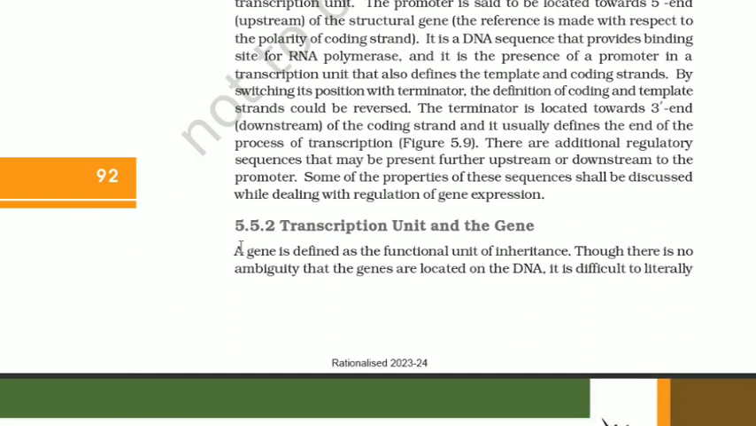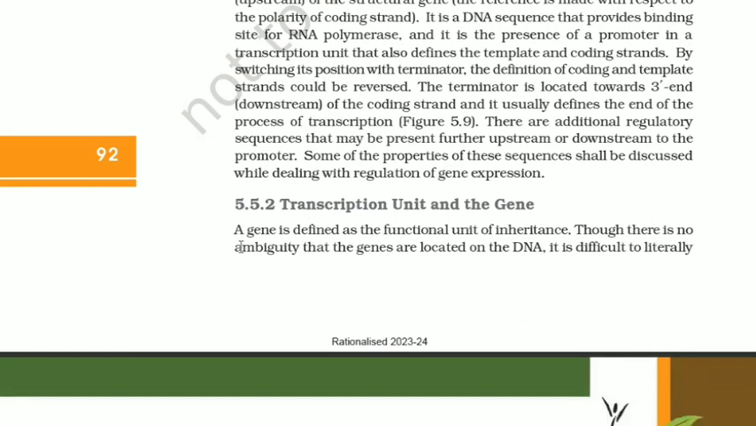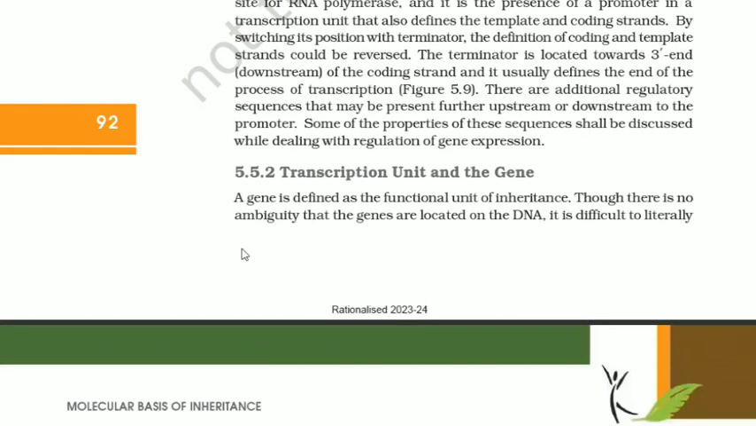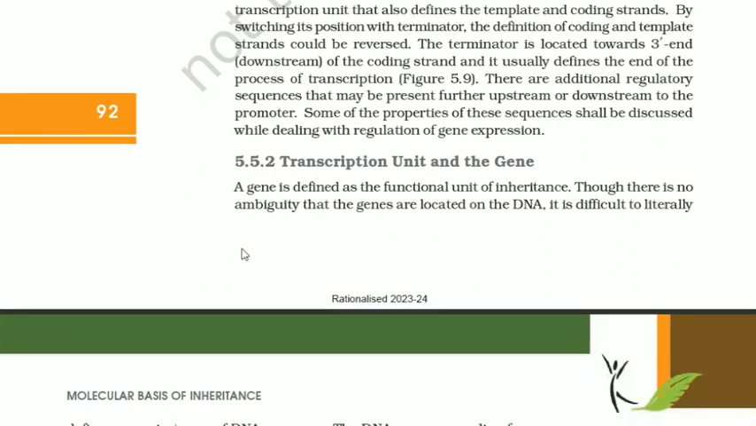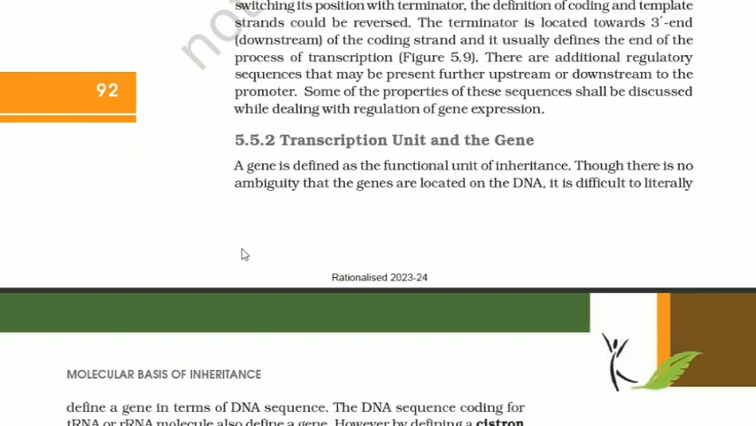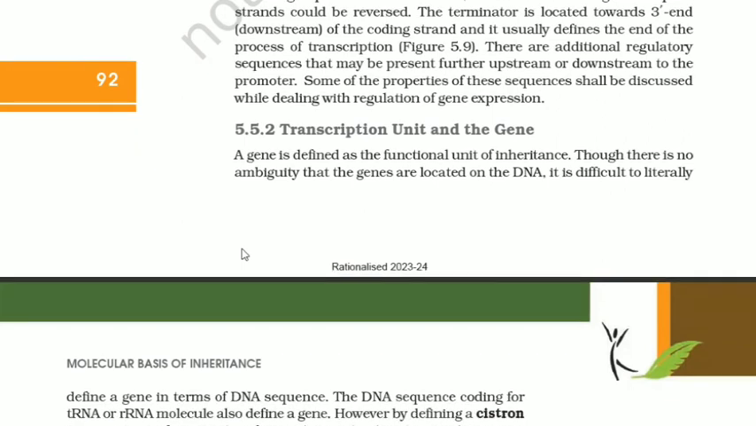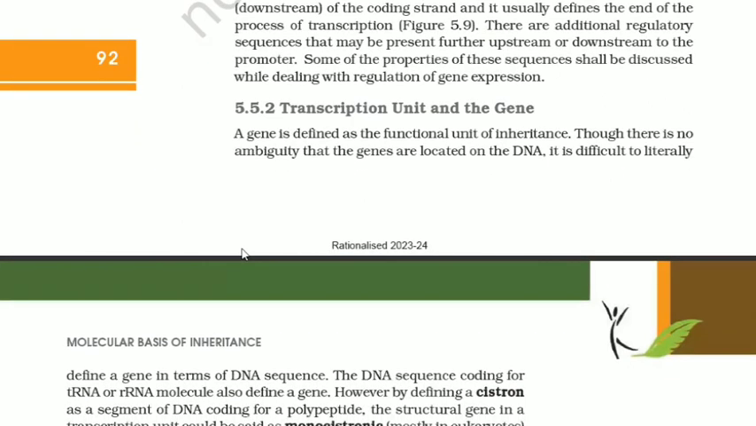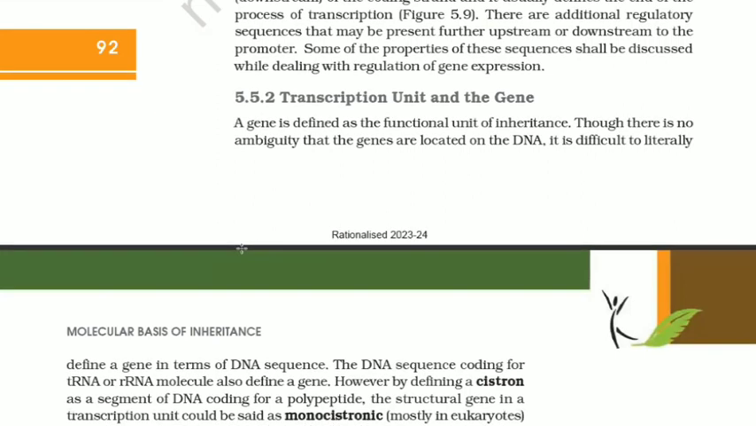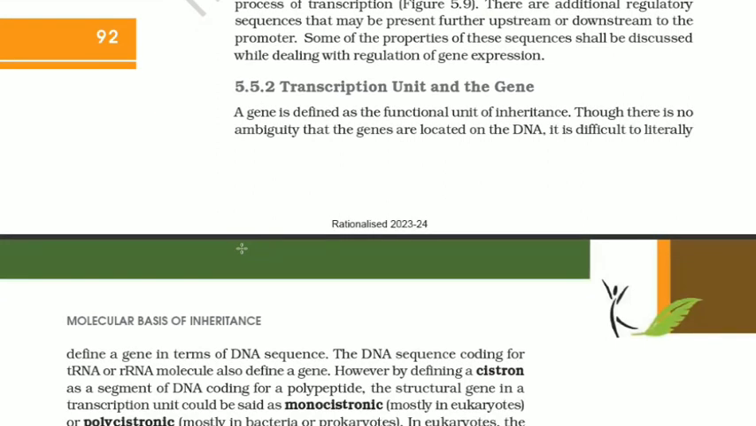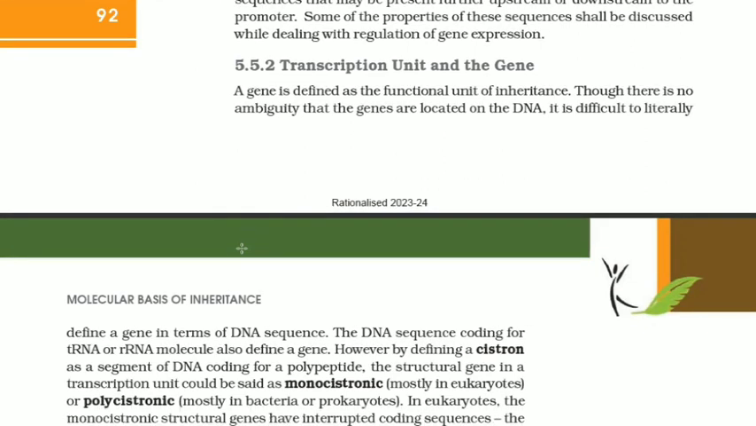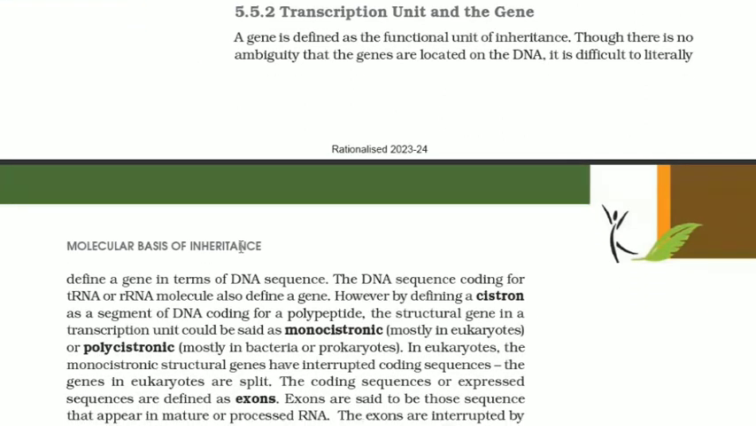By switching its position to the terminator, the definition of coding and template strands could be reversed. The terminator is located towards the 3' end, that is, downstream of the coding strand, and it usually defines the end of the process of transcription. There are additional regulatory sequences that may be present further upstream or downstream to the promoter. Some of the properties of these sequences shall be discussed while dealing with regulation of gene expression.